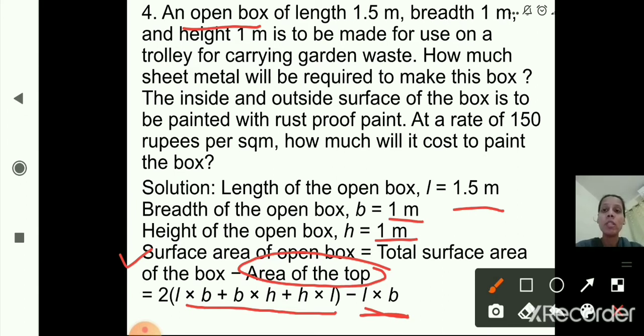So what we will do is, we'll find out first total surface area of the box. Okay, and we will subtract that total surface area of the box. We will minus area of the top part. Why? Because we have to find out surface area of open box. So we will minus area of the top part. Okay, so the formula for total surface area of the box, that is 2 outside the bracket, in the bracket L into B plus B into H plus H into L. Okay, bracket complete, minus area of the top is L into B. Okay, length multiplied by breadth. Now we will put the values.